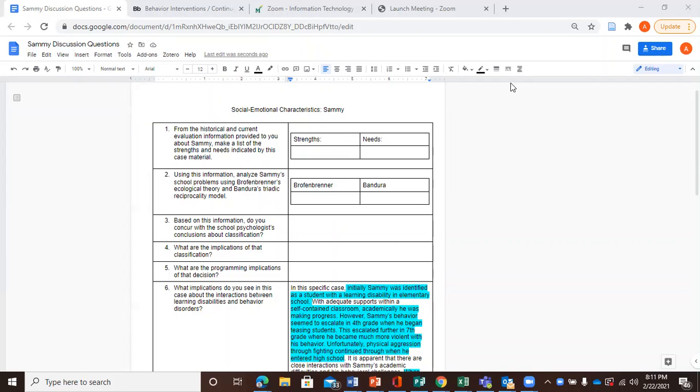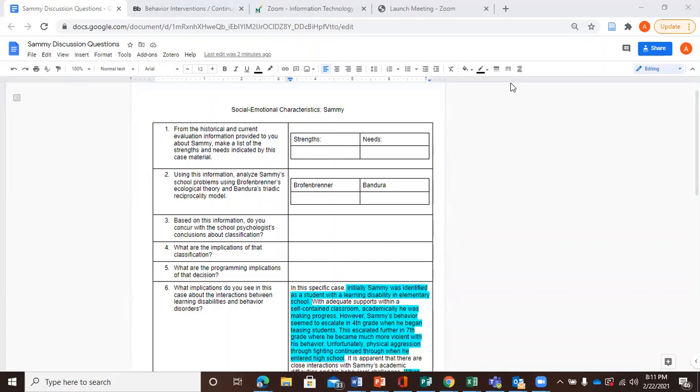I just wanted to provide you some pointers in terms of completing our case study for this chapter for social emotional characteristics, specifically for Sammy. As you have noticed, this is the lengthiest case study that we've had, and this is the first time that we're being introduced to multiple data points.